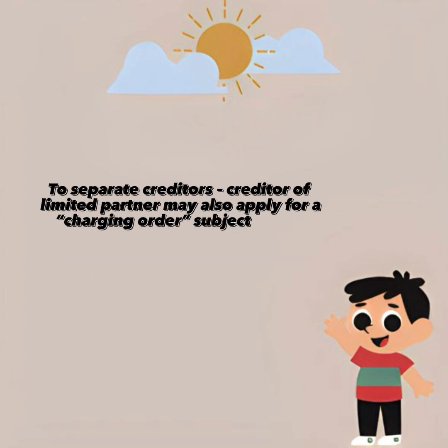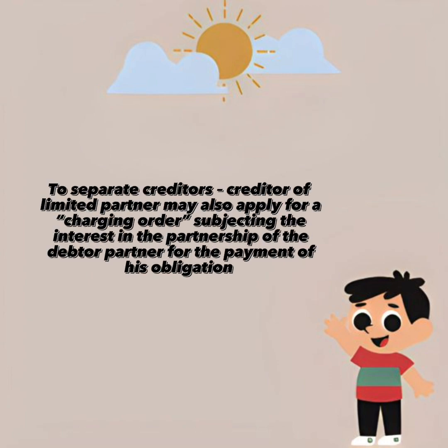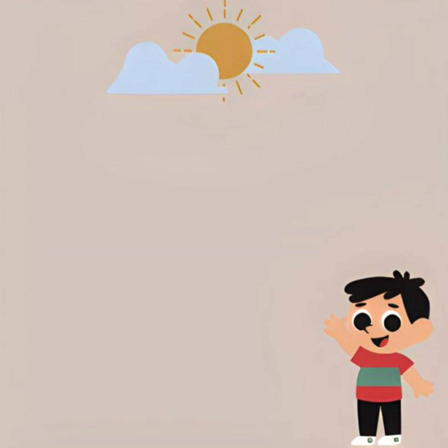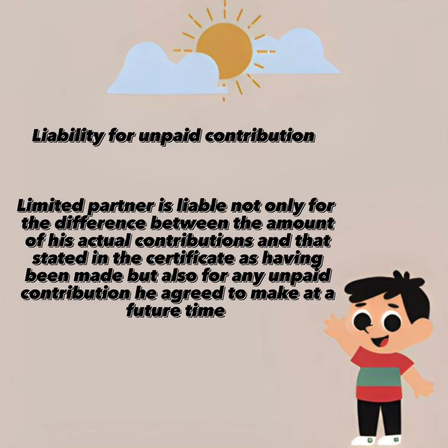To separate creditors: a creditor of a limited partner may also apply for a charging order subjecting the interest in the partnership of the debtor partner for the payment of his obligation. Liability for unpaid contribution. A limited partner is liable not only for the difference between the amount of his actual contributions and that stated in the certificate as having been made, but also for any unpaid contribution he agreed to make at a future time.